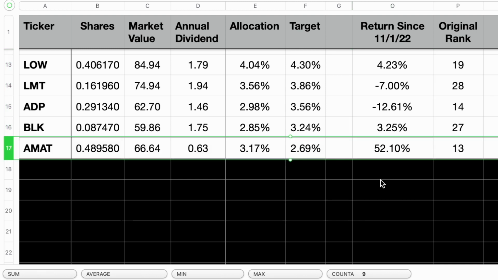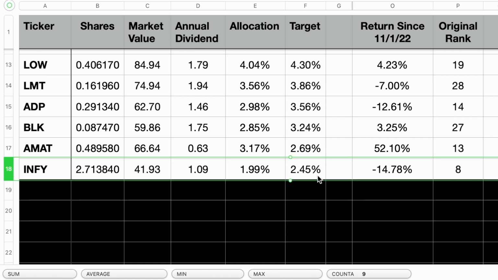Position number 16 is Applied Materials, that started with a 2.69% allocation and is up a whopping 52.1%, making them the fourth best performing stock in the portfolio. Position number 17 is Infosys, that started with a 2.45% allocation and is down 14.78%. It is the worst performing stock thus far.